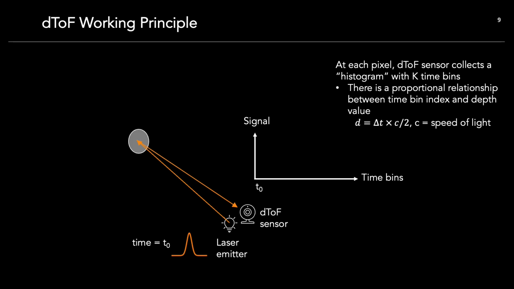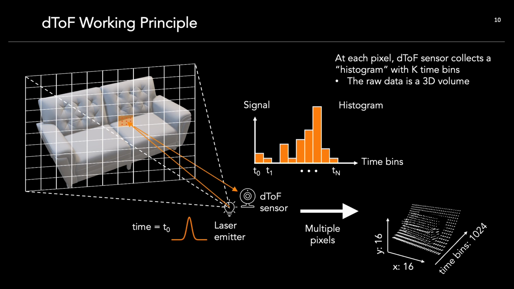In a DToF sensor, a laser diode emits a short pulse at time t0, and the pulse is reflected back from the same point and arrives at the DToF sensor at t0 plus delta t. The reflected light triggers a time stamping event, and there is a proportional relationship between depth and delta t. Each DToF pixel receives reflected signals from multiple scene points within the patch in the field of view. The signal is called a histogram. Multiple such histograms form a 3D data volume.